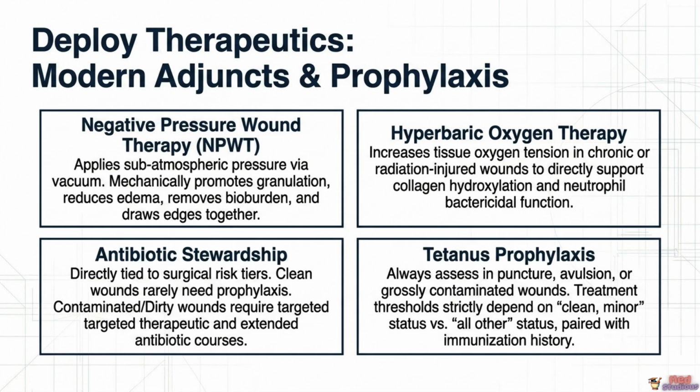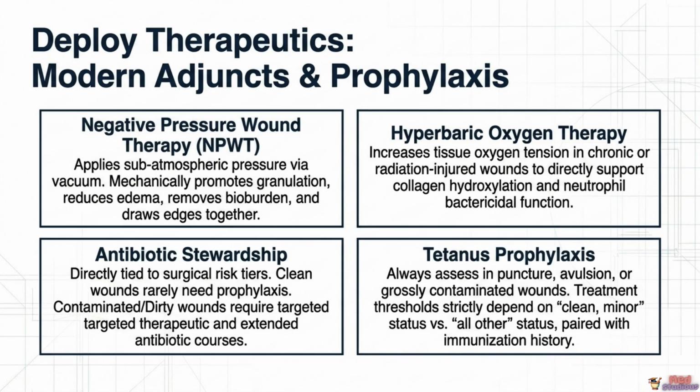Hyperbaric oxygen therapy delivers 100% oxygen at pressures of 2 to 3 atmospheres in a sealed chamber. This dramatically increases dissolved oxygen in plasma and tissue, directly supporting two oxygen-dependent processes: collagen hydroxylation and the neutrophil oxidative burst. HBO is indicated for radiation-injured wounds, chronic hypoxic wounds, gas gangrene, and refractory diabetic foot ulcers.